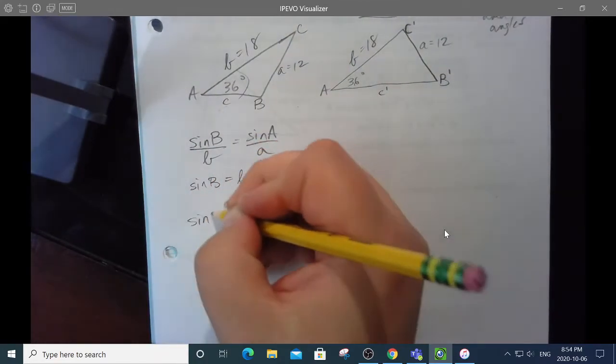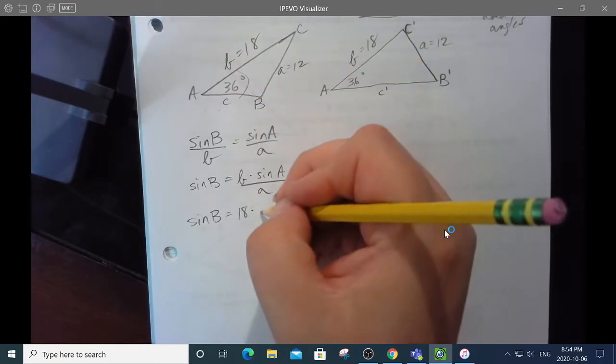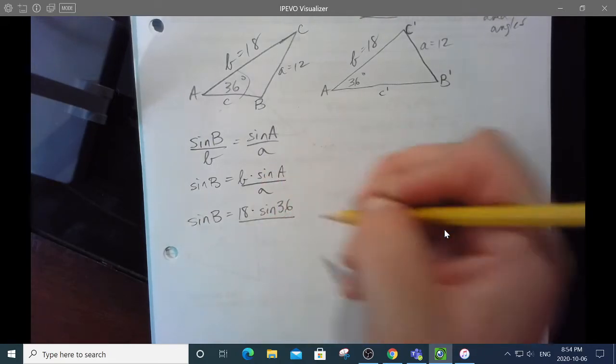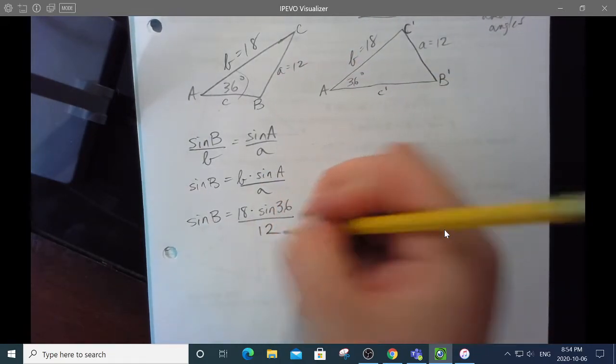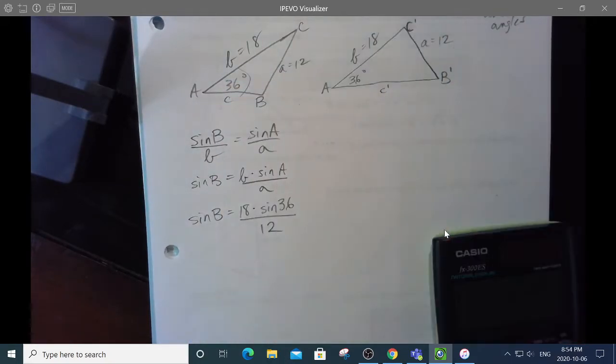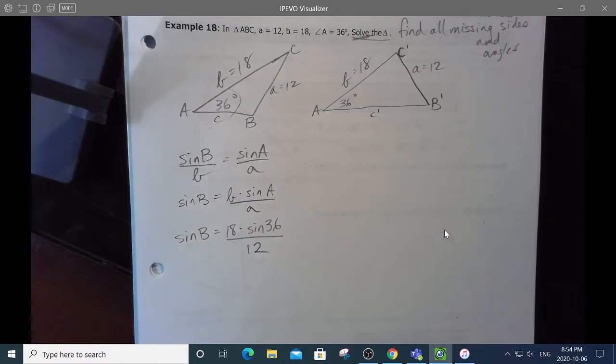The sine of angle B is equal to little b, which is 18, times the sine of angle A, which is the sine of 36, over a, which is 12. Now, will my calculator know that this is an ambiguous situation and spit out two different answers? It most certainly will not.